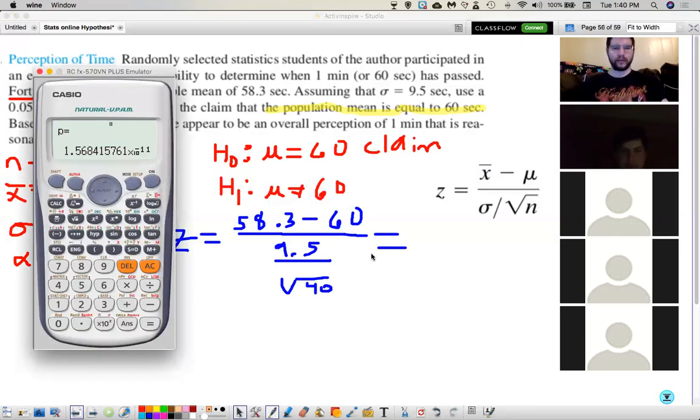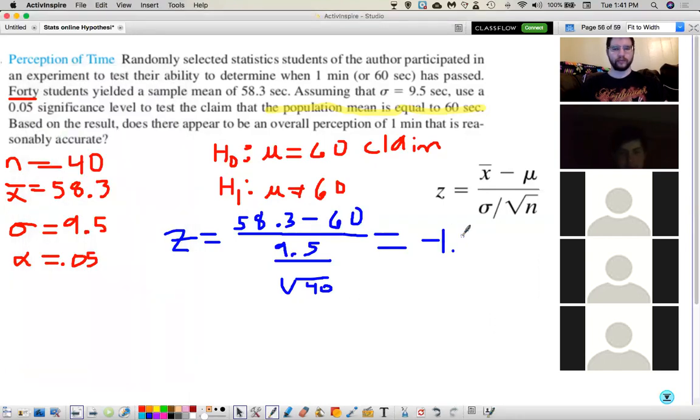So again, we're going to just type that in the calculator. TI users, you can just type in all the info and it gives it to you. 58.3 minus 60 over fraction 9.5 over square root of 40. And I get that, make that a decimal, negative 1.1318. For the p-value method, you really just need 2 decimal places. For critical value method, usually 3 is enough. Just go 4 to be safe. So round your test to 4 decimal places, and you're always going to be good to go.